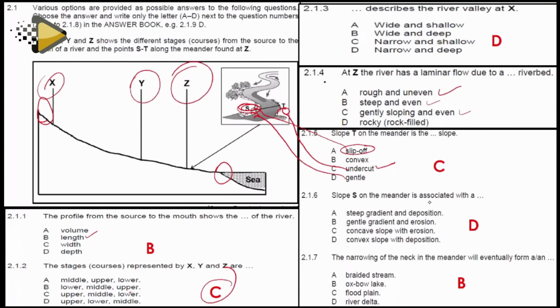Slope S on the meander is associated with A. Slope S. Is it associated with the steep gradient and deposition, gentle gradient and erosion, concave slope with erosion, or convex slope with deposition? So here it will be convex slope with deposition. Okay, let's move on to the next question now.